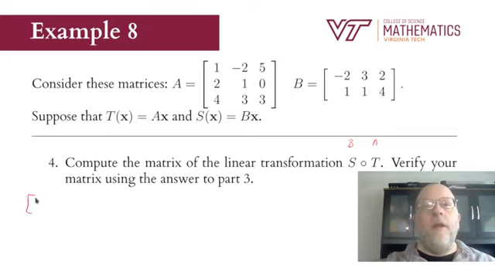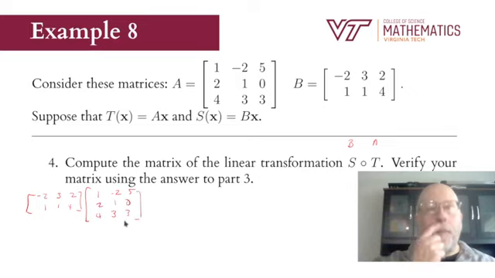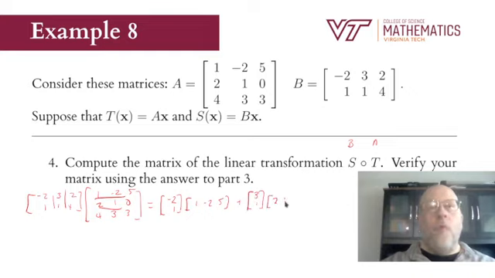Then the matrix we want is going to be B times A, negative 2, 3, 2, 1, 1, 4, times the matrix 1, negative 2, 5, 2, 1, 0, 4, 3, 3. 3 columns, 3 rows. So that's negative 2, 1 times 1, negative 2, 5, plus 3, 1 times 2, 1, 0, plus 2, 4 times 4, 3, 3.